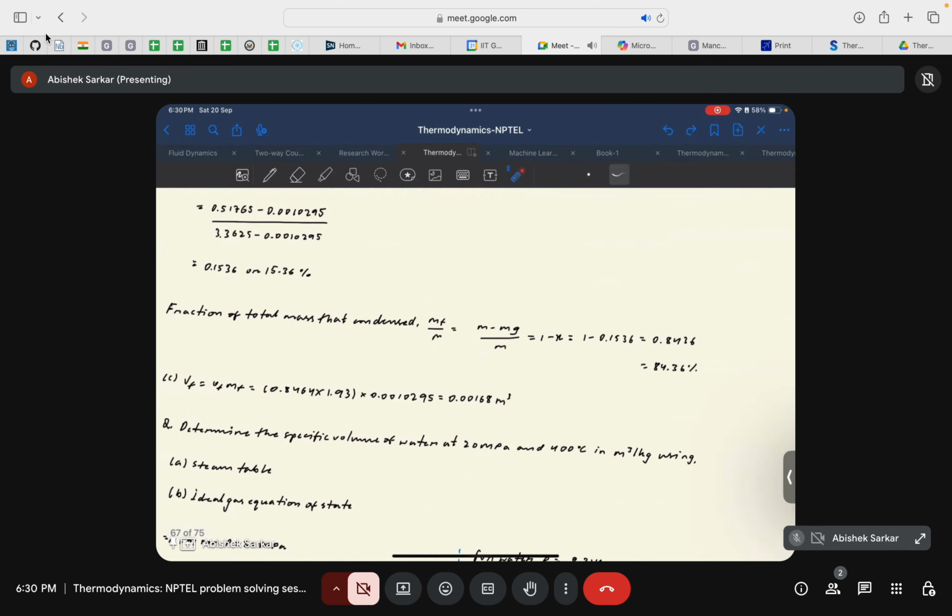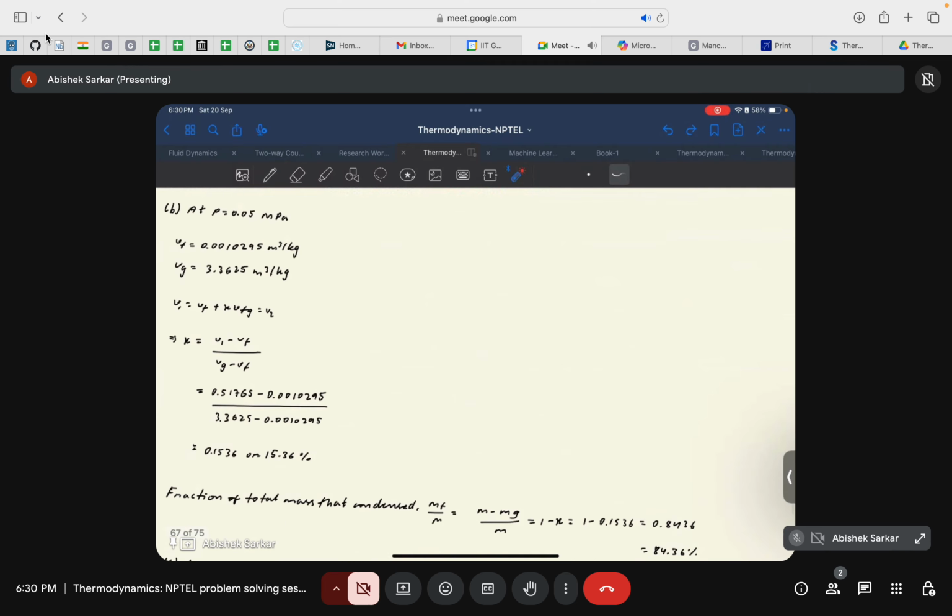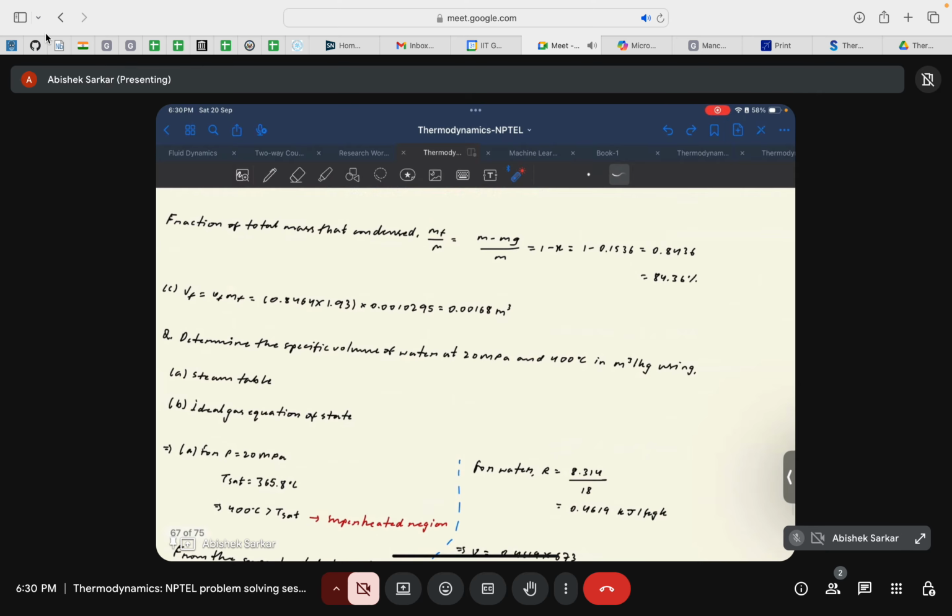So we will have that the volume of fluid would be the specific volume of the fluid times the mass of the fluid. The specific volume of the fluid is 0.001029, if you just go back here, yeah, from here. And the mass of the fluid at the final state, if you recall, would be 84.64. I'm sorry, I have made a mistake here.